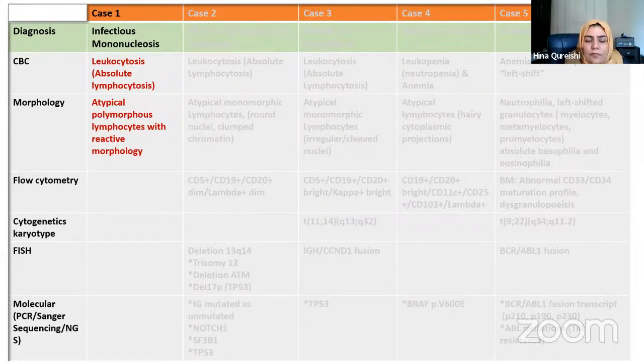The first patient, we didn't do a lot of testing after we looked at the CBC and the morphology, and we were able to make the infectious mononucleosis diagnosis based on monospot test, ultrasound, and some other testing that was done, and we avoided doing flow cytometry, cytogenetics, or all these tests.